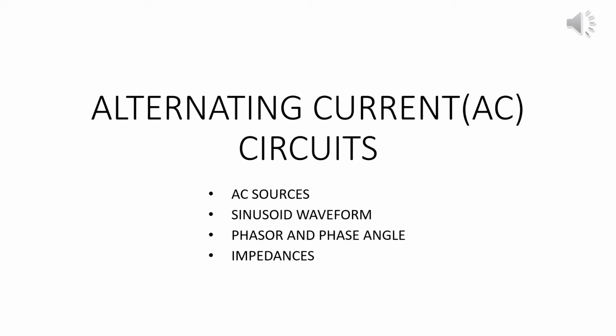Hi, today I'm going to explain alternating current circuits, which I will separate into four parts. First will be AC sources, the second will be the sinusoid waveform, the third will be phasor and phase angle, and the last will be impedance.